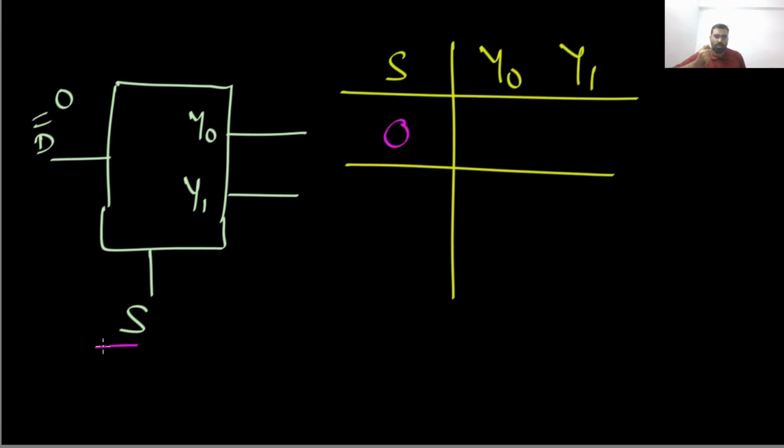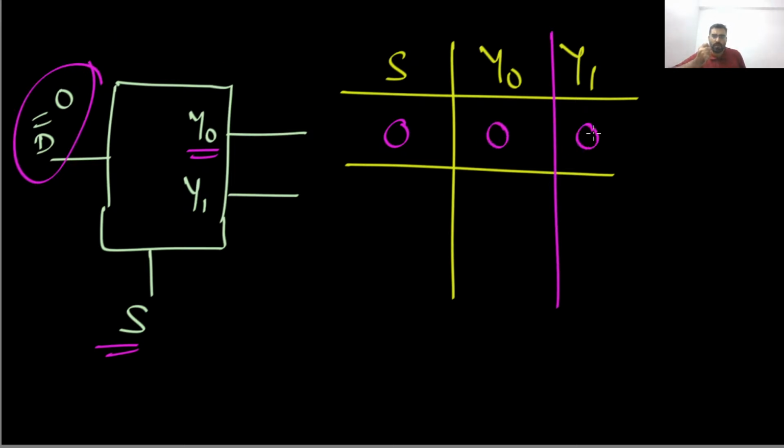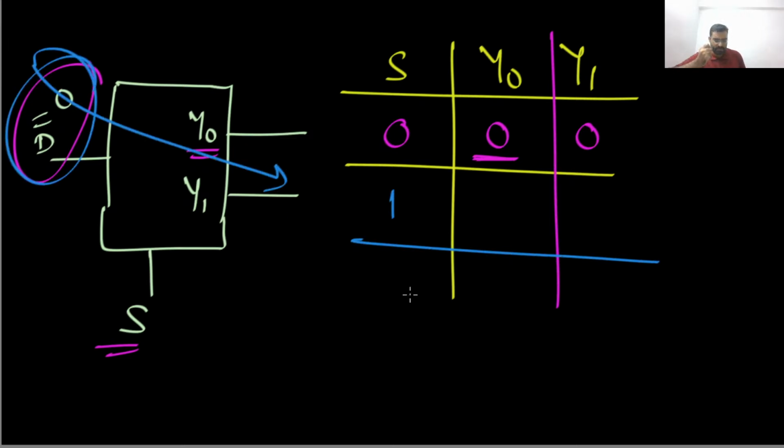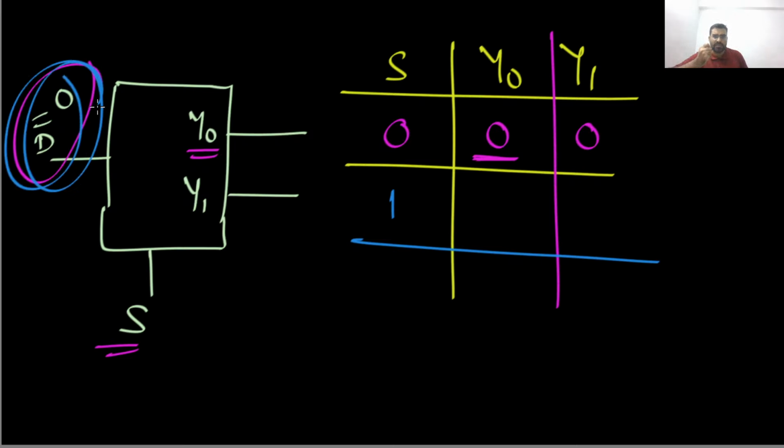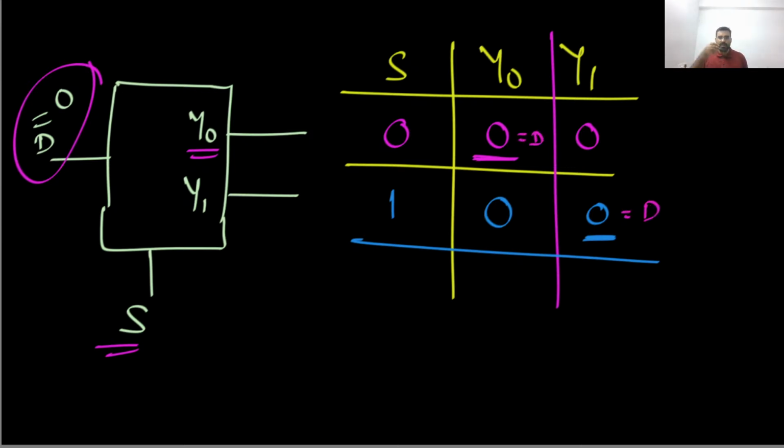If S is 0, then the data will go to Y0. Remember, this is data. If S is 1, then this data will go to Y1. So can you notice this is actually your data? So in the demultiplexer, if the data is 0, then this happens, correct?